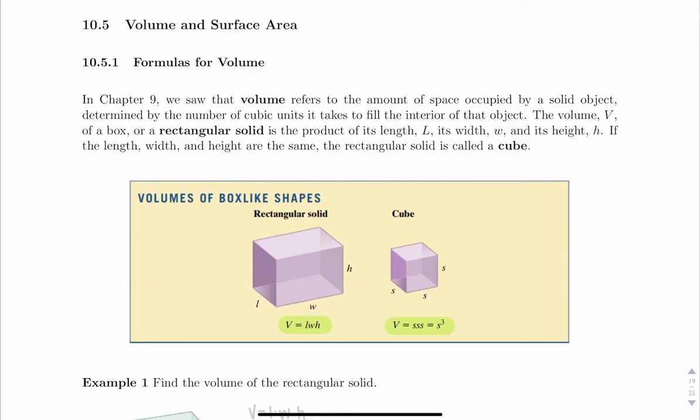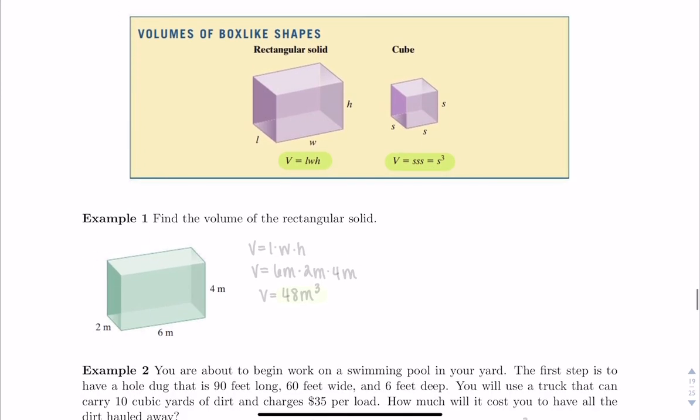So let's find the volume of the rectangular solid. So V equals L times W times H. And so we're going to take our three numbers. We got 6 meters times 2 meters times 4 meters. And that gives us 48 cubic meters.